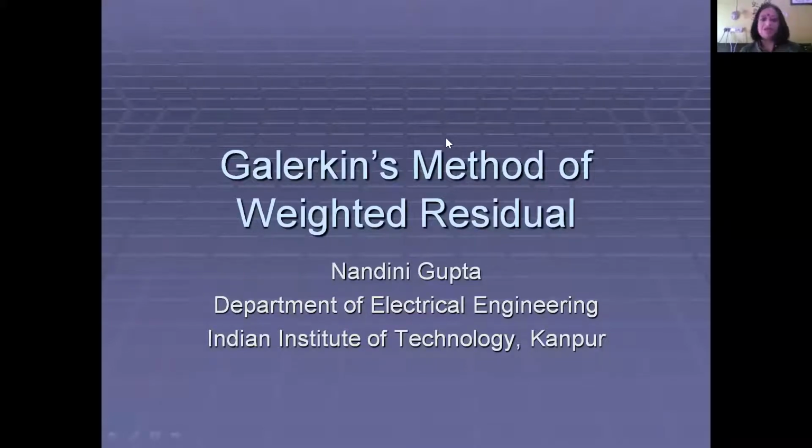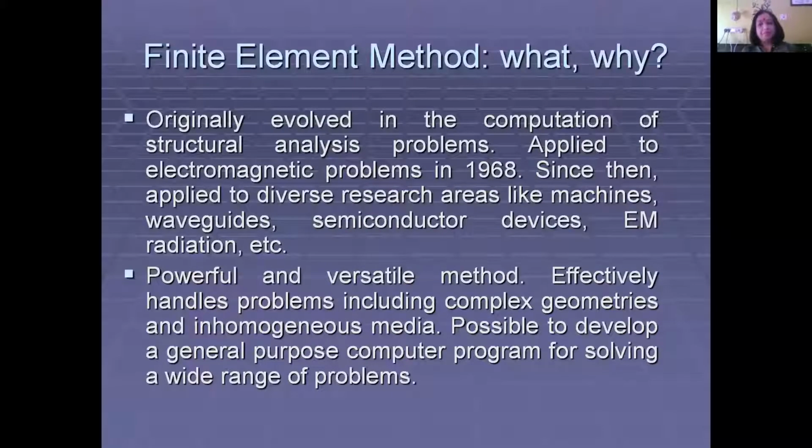I'll come later to what I mean by the Galerkin's method of weighted residual. First, let me talk about certain preliminary things. Now, we are going to look at the finite elements method.